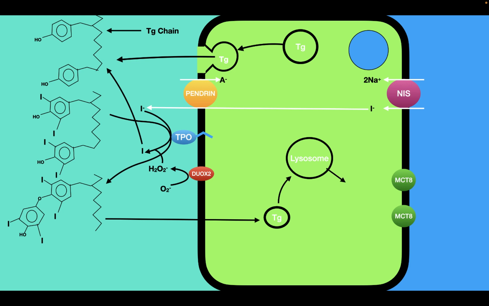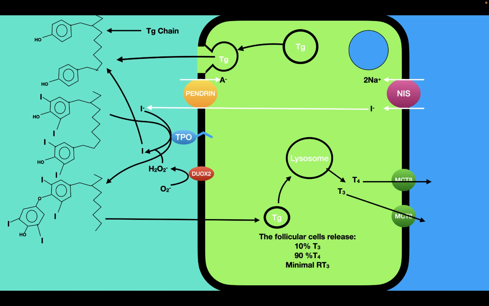and T4. So T3 and T4 are then released into the cytosol, and T3 and T4 can then be transported through facilitated diffusion by MCT8 into the interstitial fluid, and then T3 and T4 can enter into the circulation and be circulated throughout the body.